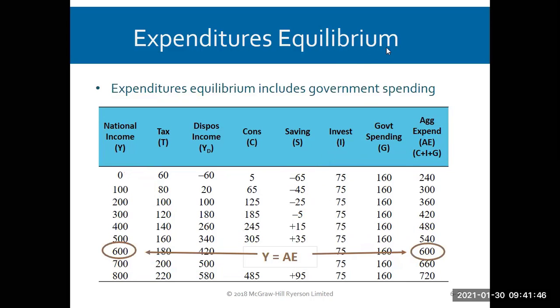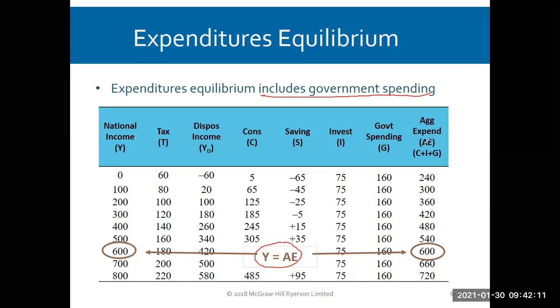So here's our picture. All we have to do is find out where AE equals Y. That's the expenditure equilibrium condition. It's where AE equals Y. So there's no new special treatment or anything like that. The expenditure equilibrium now, including government spending, we just simply find where Y equals AE.